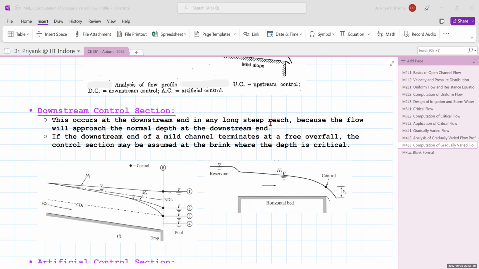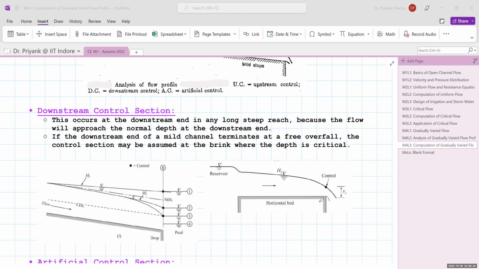So in a steep channel, ultimately the flow has to approach the normal depth. If the downstream end of a mild channel terminates at a free overfall, then the control section may be assumed at the brink where the depth is critical. Here, if you can see this M2 profile, there is a drop in the channel. At this particular point, this depth YC is called the brink depth, and here your control section is there.